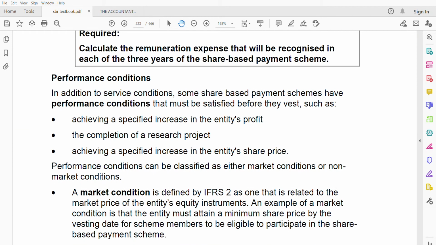Performance conditions, very important as performance condition. Another area that could be asked is from this, because your share price or shares are based on some performance conditions. That means this condition needs to be satisfied before you can receive the shares or share options. One example, such as achieving a specified increase in entity's profit, the completion of a research project, or achieving a specified increase in the entity's share price. They will say that if the share price has increased from here to here, you'll be receiving this many shares, right?